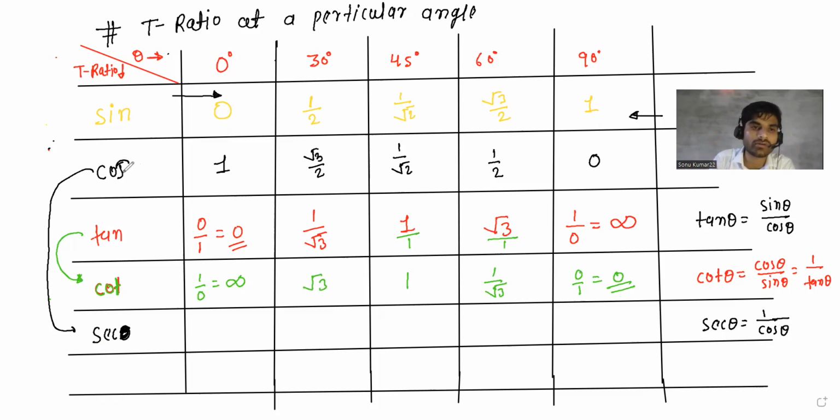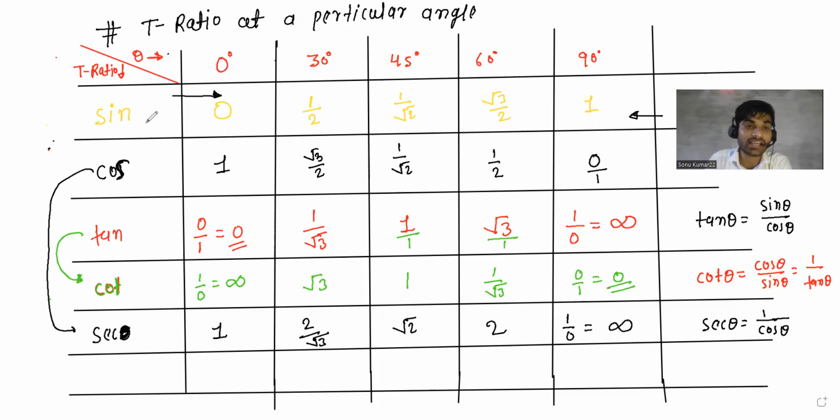Okay. I have to write cos here. Cos 0 is 1. We can take the reciprocal of this one, and you are getting the same answer, 1. Root 3 by 2: the reciprocal of root 3 by 2 is 2 by root 3. The reciprocal of 1 by root 2 is root 2. The reciprocal of 1 by 2 is 2. And the reciprocal of 0, I can write 1 by 0, which you can write as infinite or not defined.